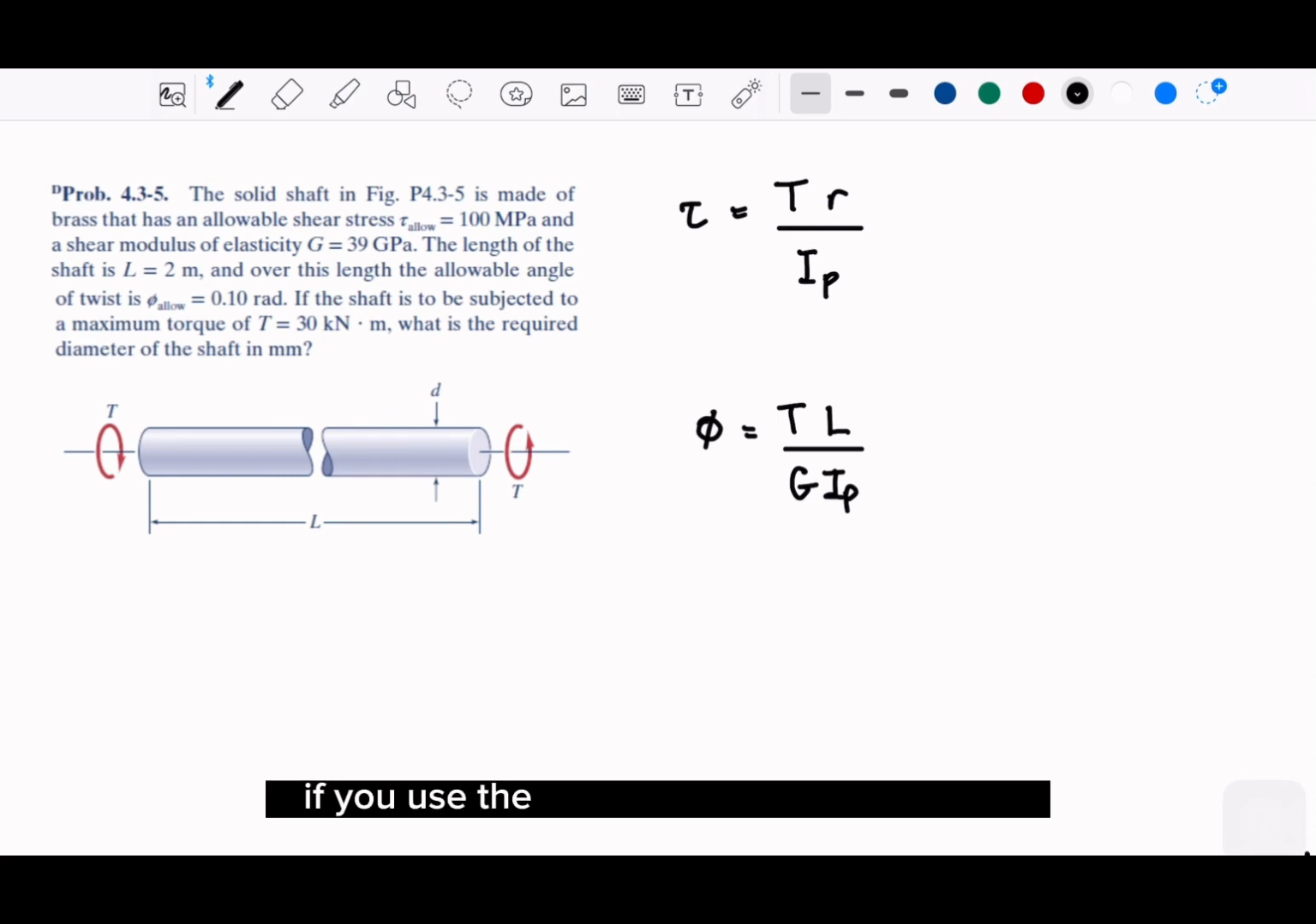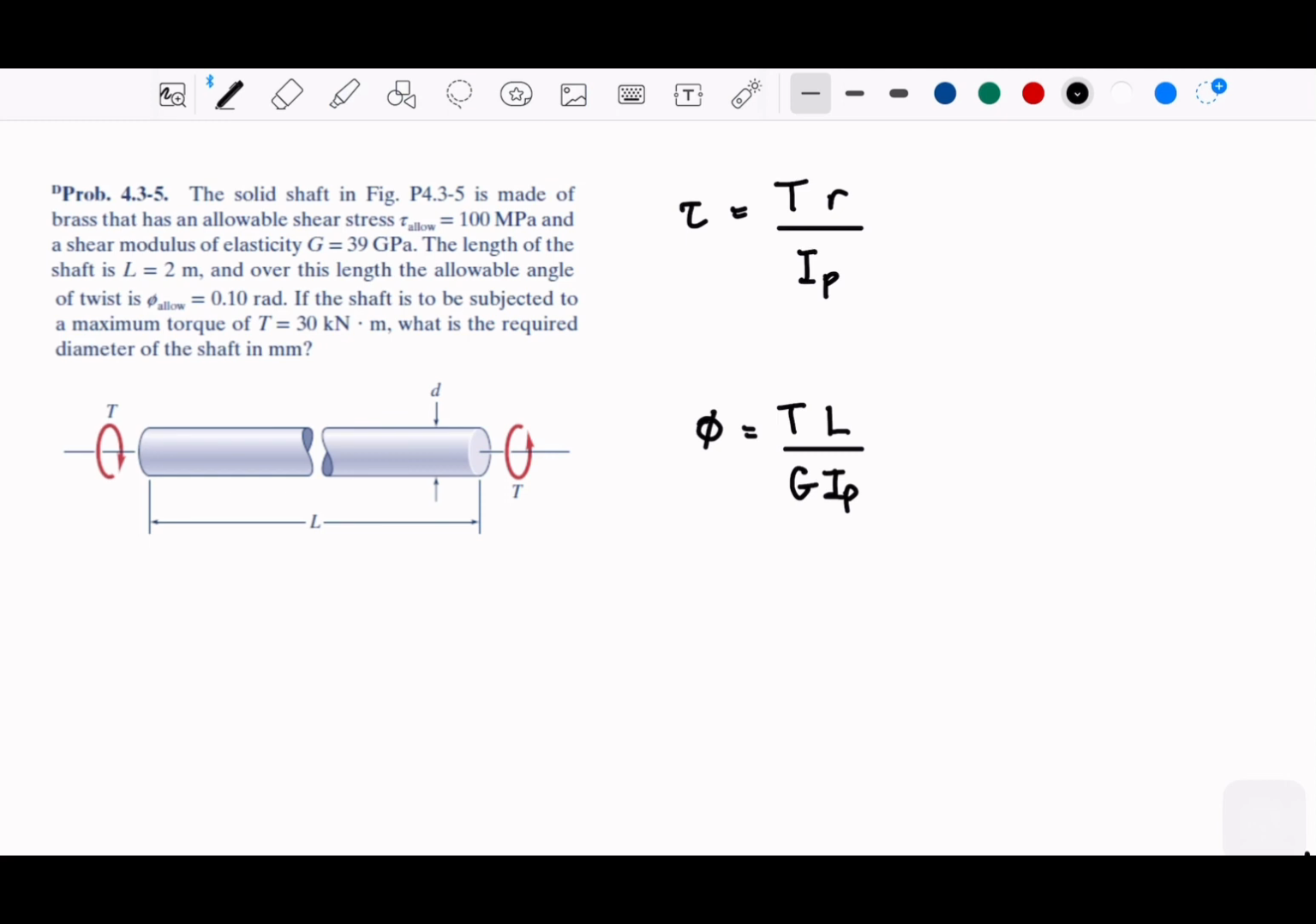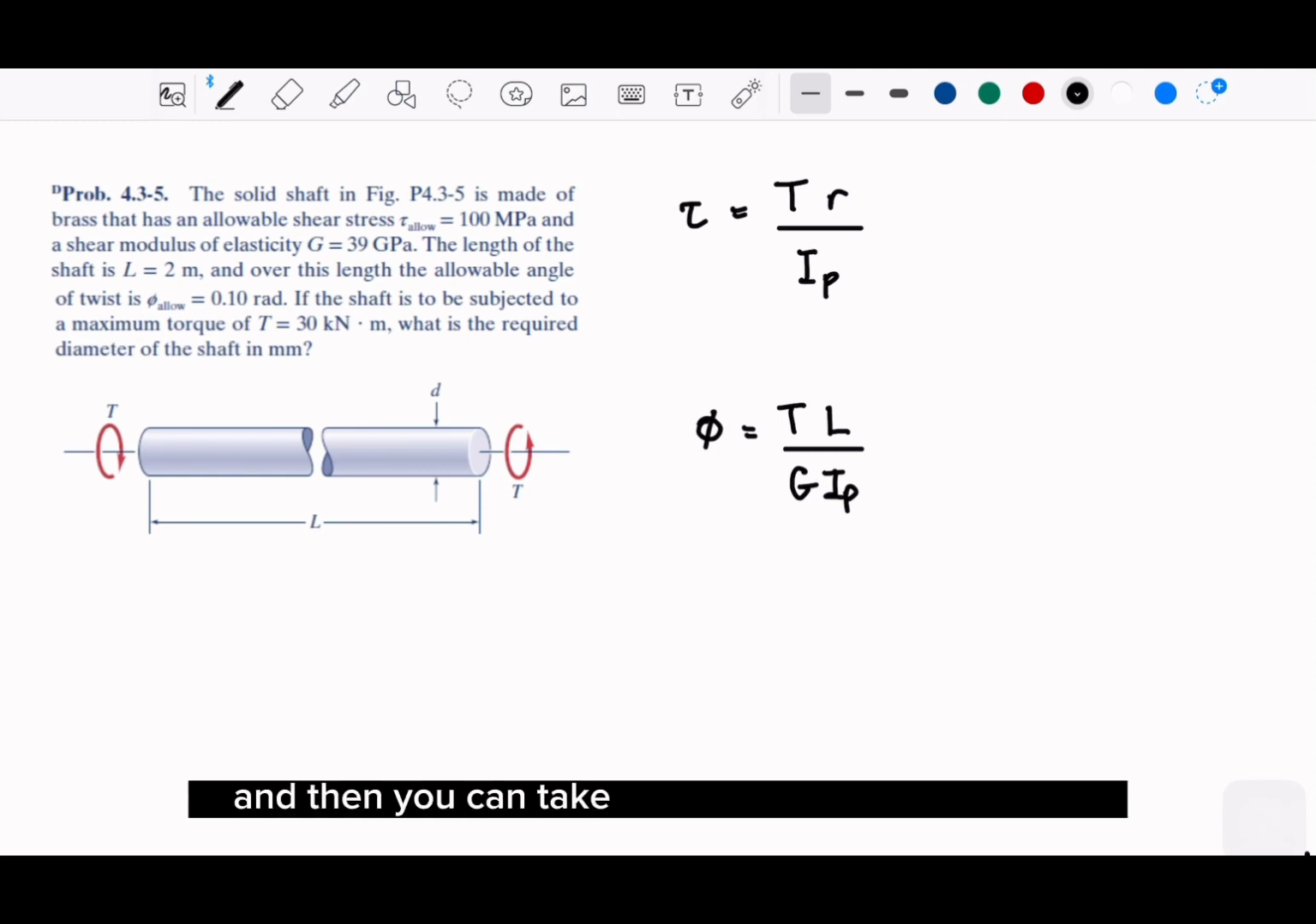If you use the tau, you get the diameter. You can use the angle, you also get diameter. We have to answer from these two, and then you can take which one is the safest one.